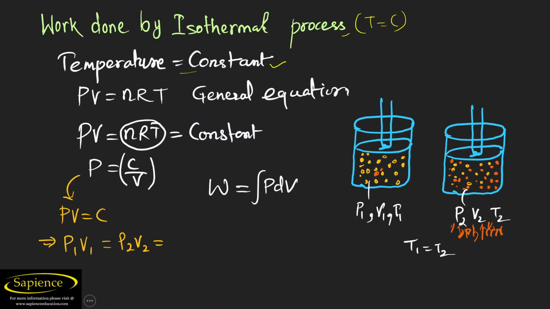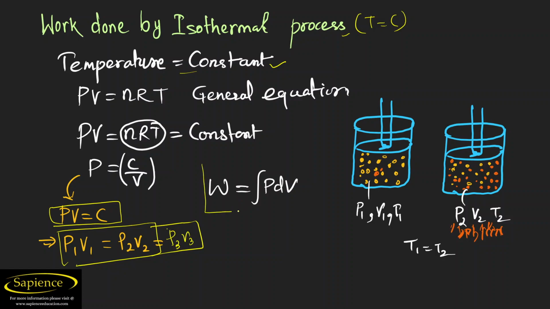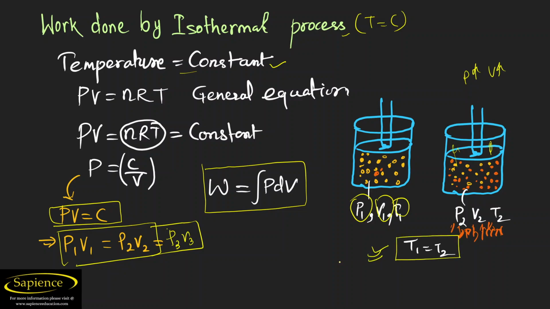One more thing we should write here: PV equal to constant means P1 V1 is equal to P2 V2, and we can also write P3 V3. Whenever this type of thing comes up, you have to write it like this. As we know, work done is equal to the integral of P dV. Here, pressure was P1, volume was V1, temperature was T1. There is some expansion, so volume will increase and pressure will change, but at the same time temperature will remain constant. This is very important.